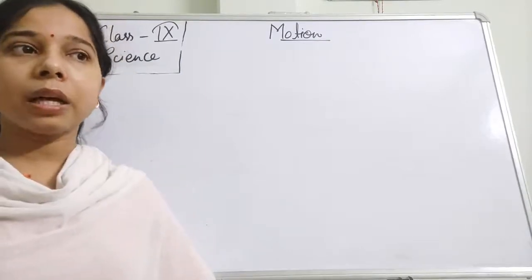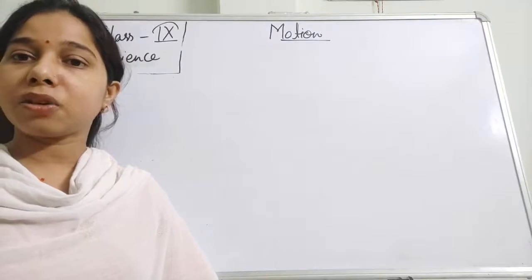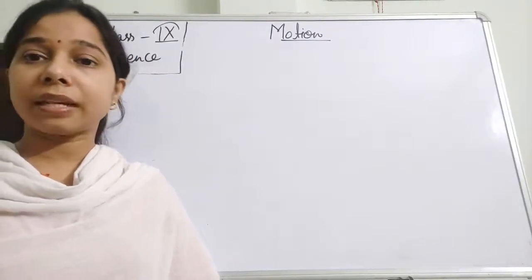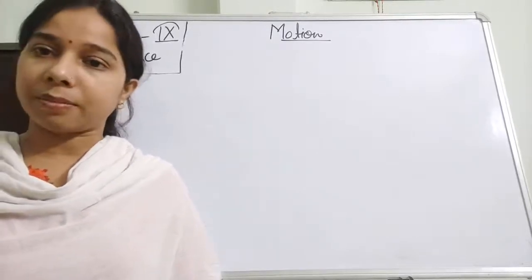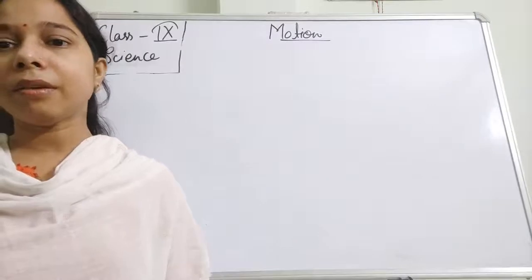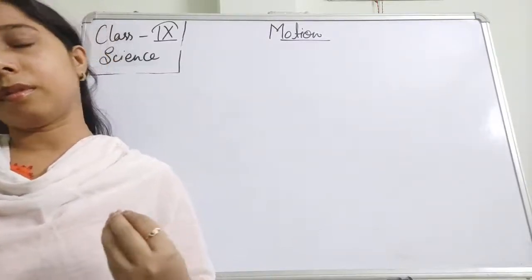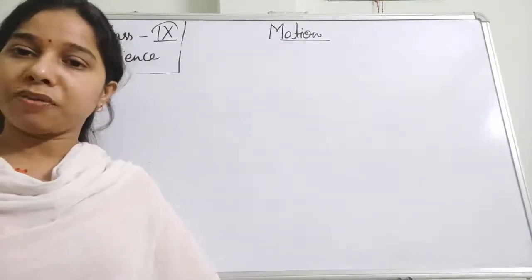So, we have seen what the SI unit of acceleration is. The SI unit of acceleration is meter per second square, and we can find the value of the acceleration by final velocity minus initial velocity upon time taken. That is the formula by which we are able to find the value of the acceleration.